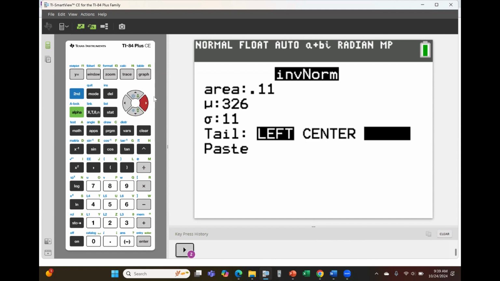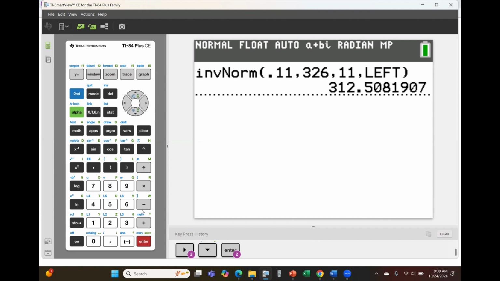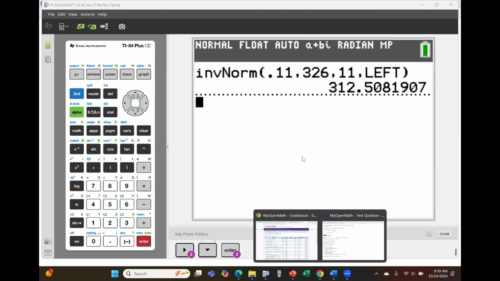And actually, it's important that you know greater than is to the right, because when we start doing hypothesis tests in the next chapter, it's important that you know that's an area to the right. Less than is an area to the left. So what do we get? 312. Okay, and so 11% of the fruit's weights are greater than 312. What did they say to round that off to? Okay, the nearest whole number, so that's 313, isn't it?